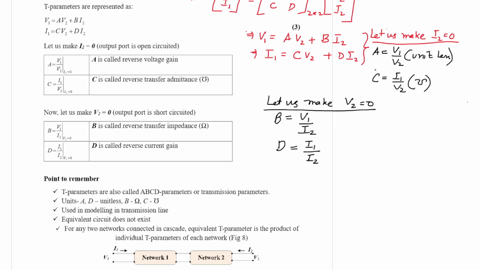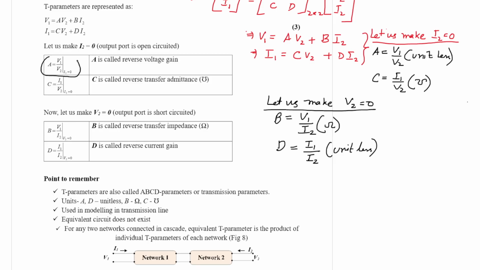These two equations for B and D are true only when V2 is equal to 0, and the equations of A and C are only true when I2 is equal to 0. B is a ratio of voltage and current, so it has a unit of ohm. On the other hand, D is a ratio of two currents, so D is unitless.